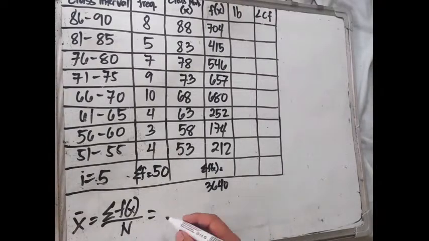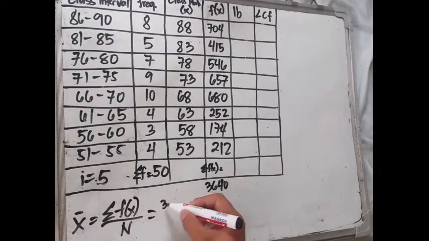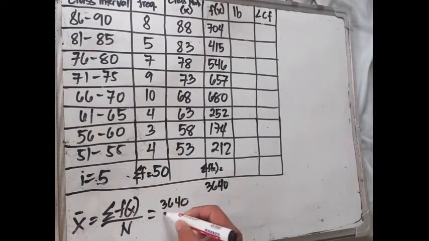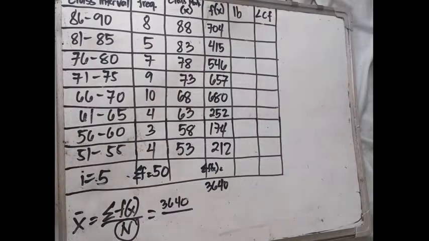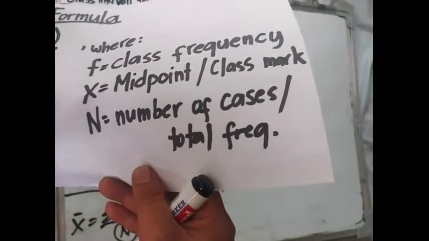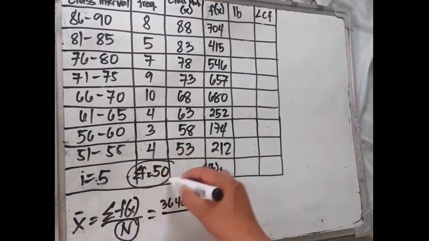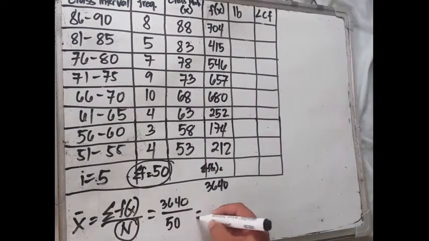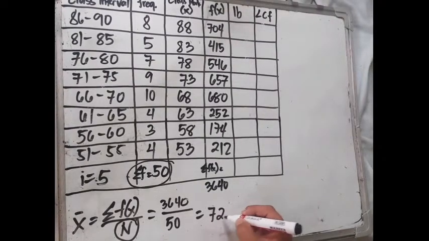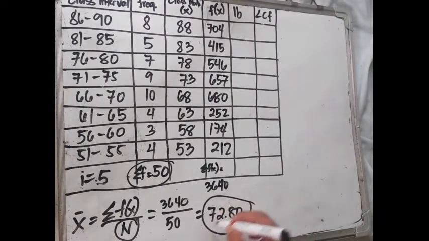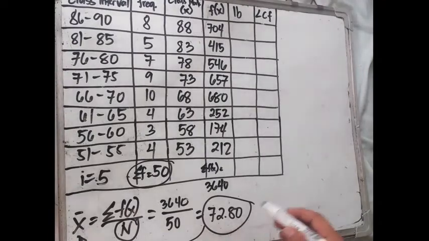Then how to find the value of the mean from group data? Yan lang natin, substitute. So total sum, that is 3,640 over value of n. Saan natin makita yan? Base formula, that is the number of cases, or the total frequency. So what is the total frequency? That is 50. Next, 3,640 divide mo yan sa 50, and that is 72.80. So that is the value of the mean for group data, 72.80.